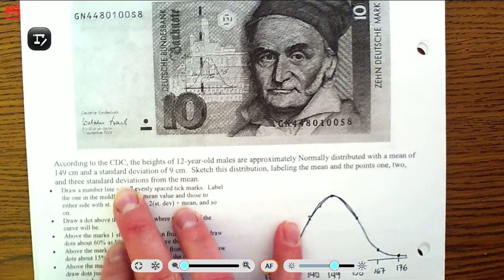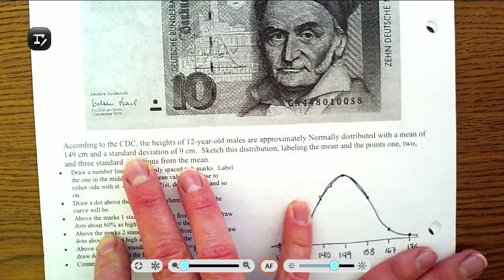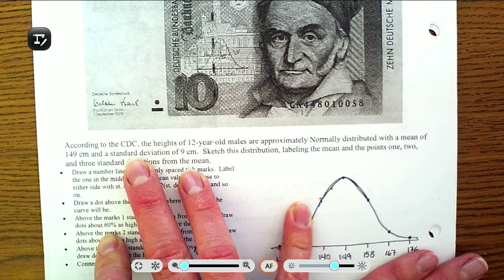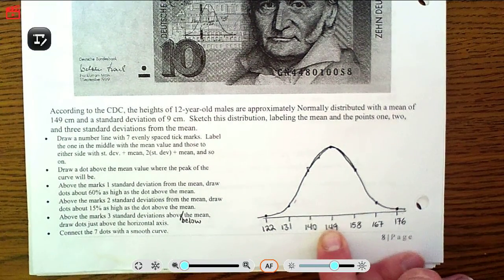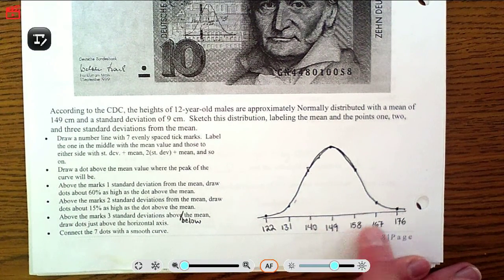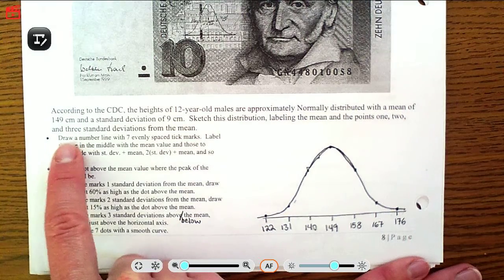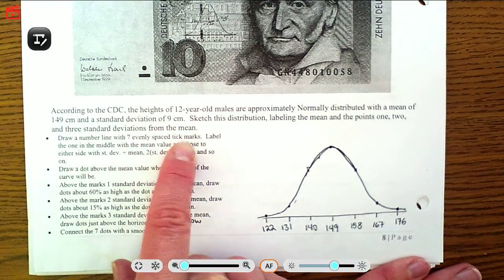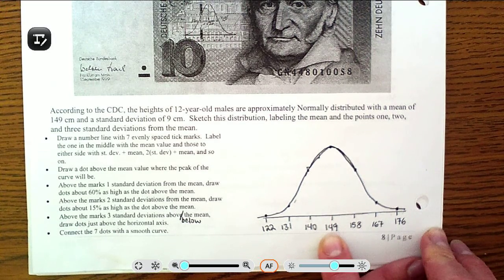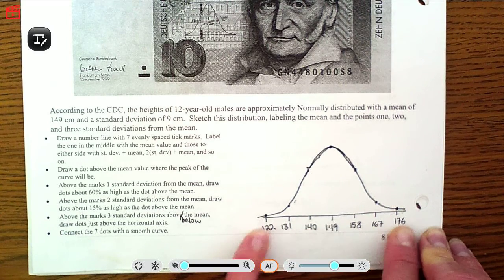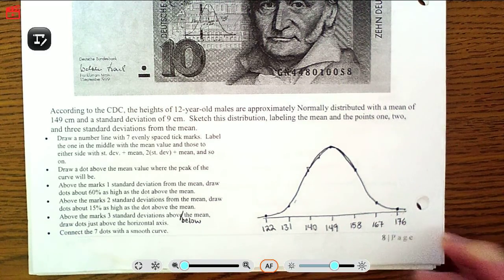According to the CDC, the heights of 12-year-old males are approximately normally distributed with a mean of 149 centimeters and a standard deviation of 9 centimeters. Sketch this distribution, labeling the mean and points 1, 2, and 3 standard deviations from the mean. So we draw a number line with seven evenly spaced tick marks. Label the one in the middle with the mean value, and those on either side plus or minus 1 standard deviation or 2 standard deviations from the mean, and so on.